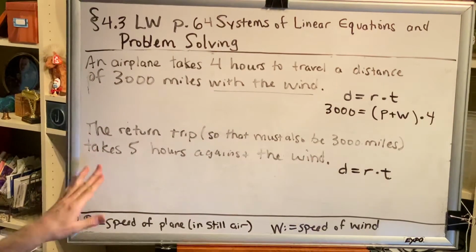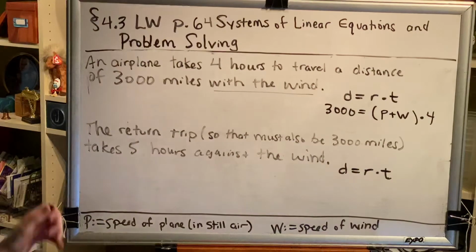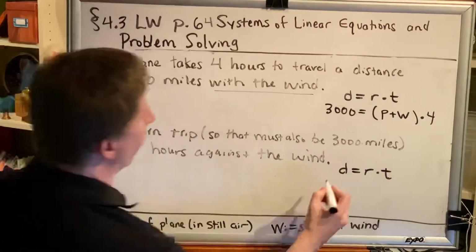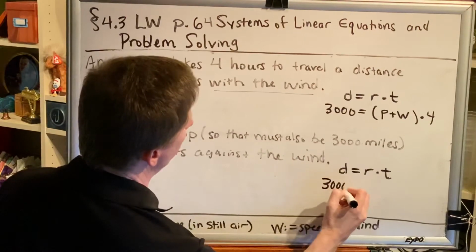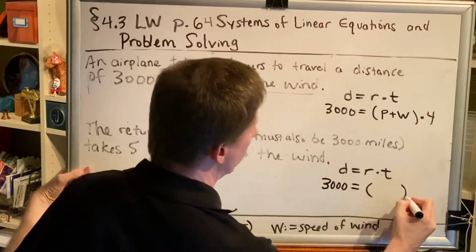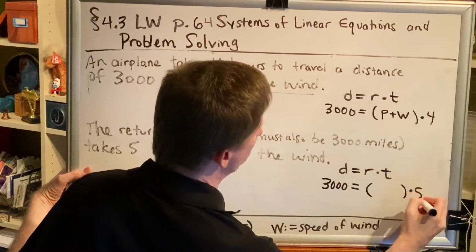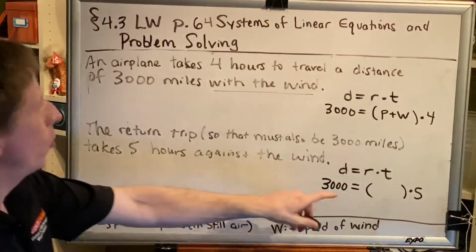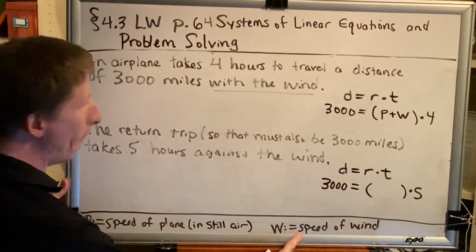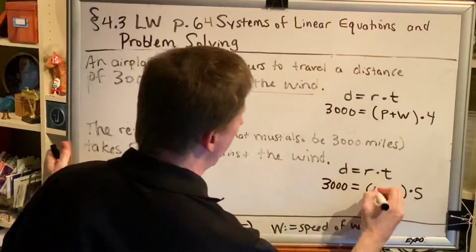We'll use a similar approach to write our equation for the second situation. The return trip, so that must also be 3,000 miles, so 3,000 for D, takes 5 hours, so T will be 5 hours. And this time we're going against the wind, so the rate of speed is going to be the speed of the plane minus the speed of the wind, p minus w.